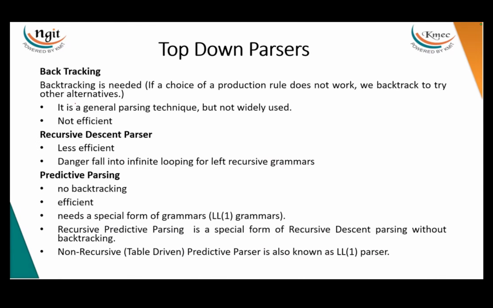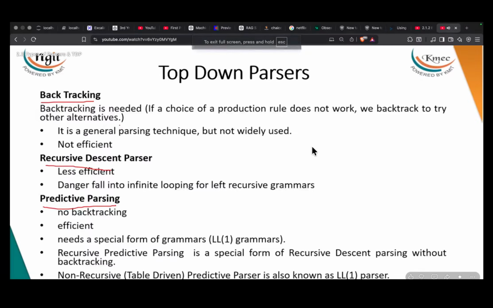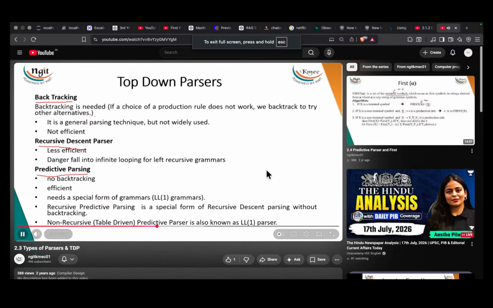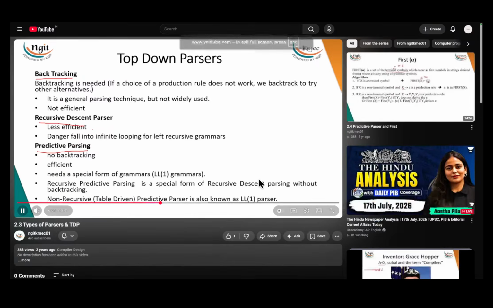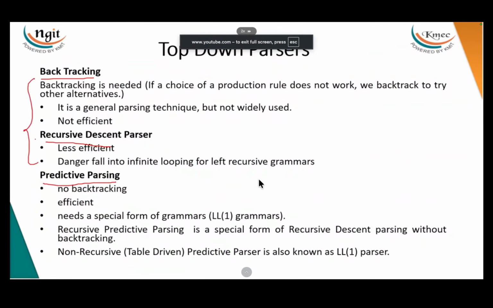So top-down parsers are categorized into backtracking, recursive descent, and predictive parser. See, backtracking means blindly we have to substitute a production. If it is not satisfying our requirement, you have to take a backtrack and substitute another. So it is a general parsing technique but not widely used because it is not efficient. And recursive descent parser is less efficient, but both parsers are in danger of falling into infinite loop for left recursive grammars. Both left recursive grammars. What it is, we'll discuss in the next slide.